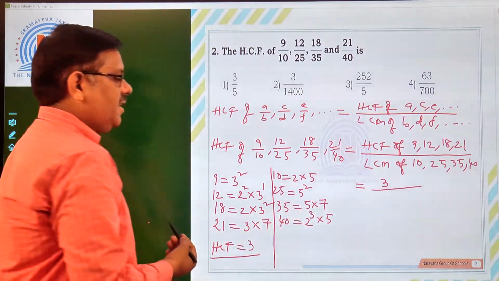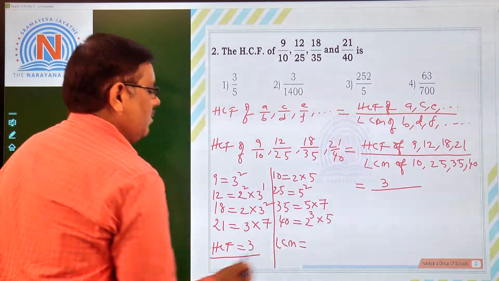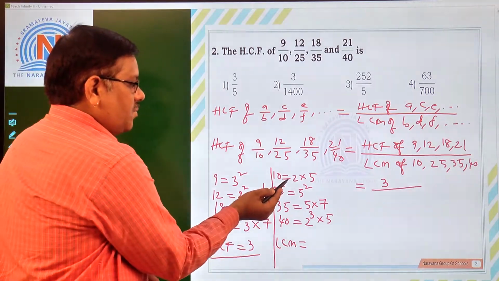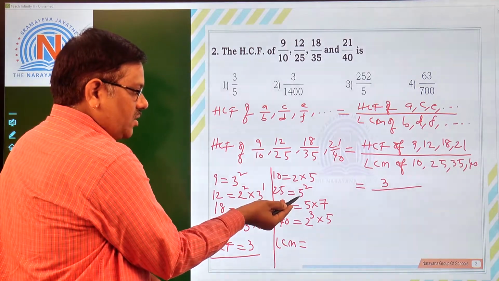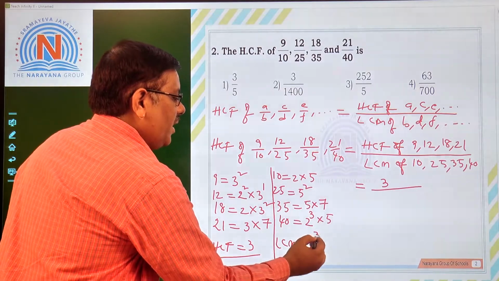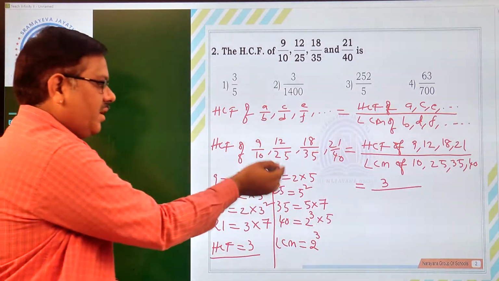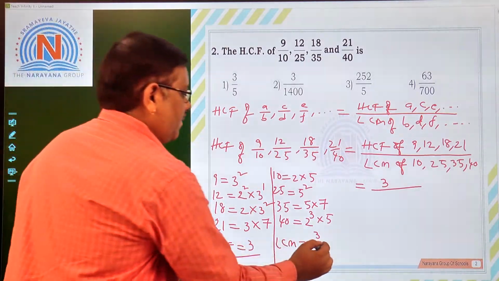2 cube times 5, that is nothing but 40. So what is LCM now? While finding LCM, if you observe one of the prime numbers, 2, here we have 2, here there is no 2, here we have 2 cube. Even then, let 2 be in any one of the given numbers, its highest power we have to take into the product. So 2 cube times.